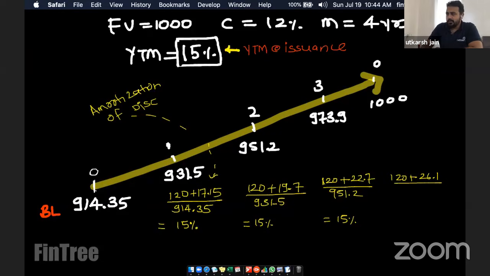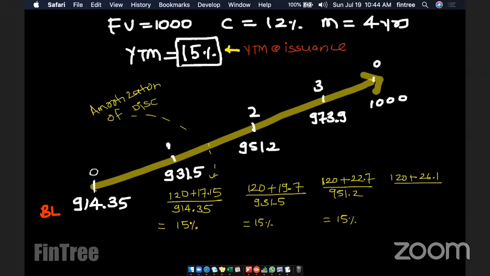26.1. So 120 plus 26.1 divided by 973.9. Come on, now you know the answer, but I want you to still do it. It should be 15%, right? That's how the mathematics is working out. Now, those of you who've understood, give me a yes, and those of you who have not, give me a no.